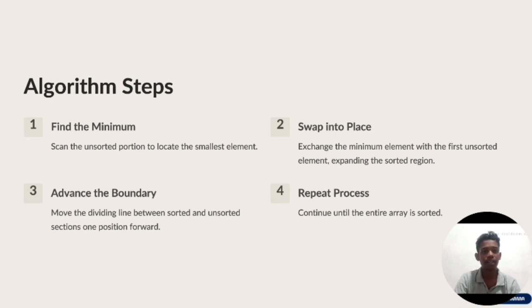Let's look at the step-by-step process. First step is to find the minimum element in the unsorted part. Swap it with the first unsorted element. Move the boundary forward. Repeat the process until the entire array is sorted.